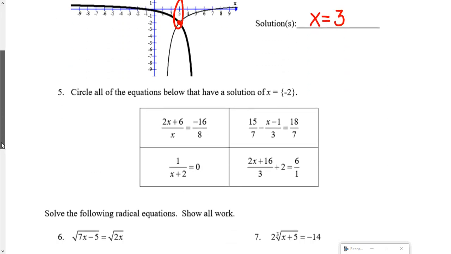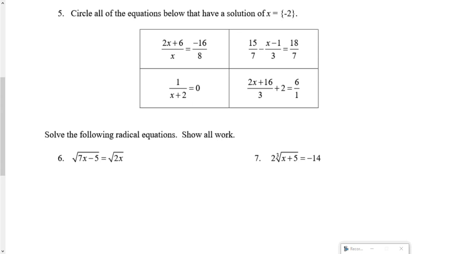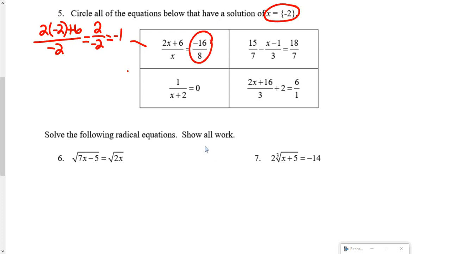All right, number 5, circle all the equations that have a solution of x equals -2. So if I have a solution of x equals -2, that means when I plug in x equals -2, this has to make a true equation. So that's how I would check, rather than solve them all, is just plug in and see which ones actually work. All right, so for the first one, I have 2 times -2 plus 6, so that's -4 plus 6 is 2. 2 divided by -2 is -1. What do I have over here on the right? Is that equal to -1? No, that's equal to -2. So this one doesn't work.